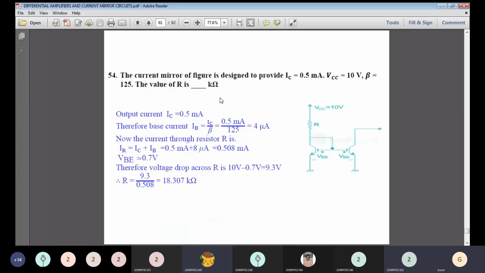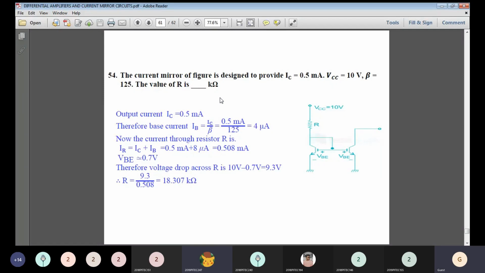So the final question in this session is this one. The current mirror in the figure is designed to provide an IC current, the IC value 0.5 milliamps, and the total supply voltage VCC given here is 10 volts and beta is 125. What is the value of the resistance? In the previous problems, we calculated a reference current and then an output current I naught. But in this question, they have given the IC value and the VCC value, and they are asking for a resistance value.